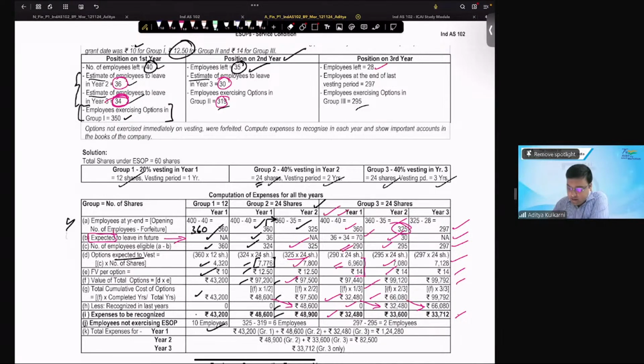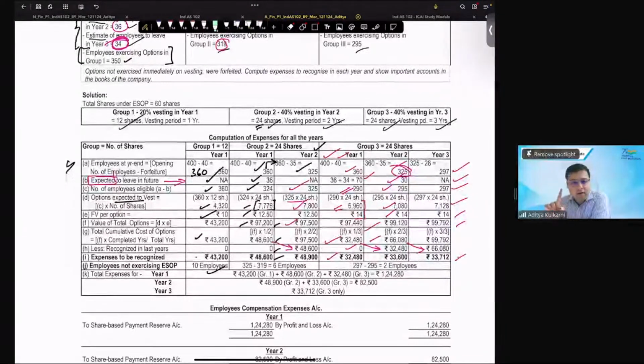Everyone okay? Fine. So now, year 1, what is your total expense? Sir, 43,200, 48,600 from group 2 and 32,480 from group 3. So the total of that comes to 124,280. Are we okay? Yes. Perfect.